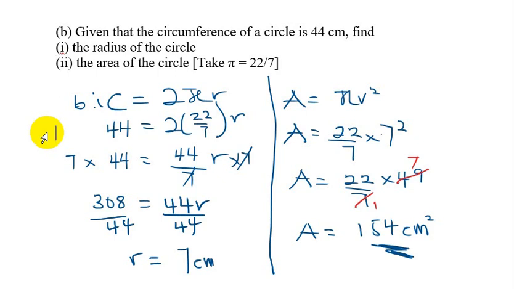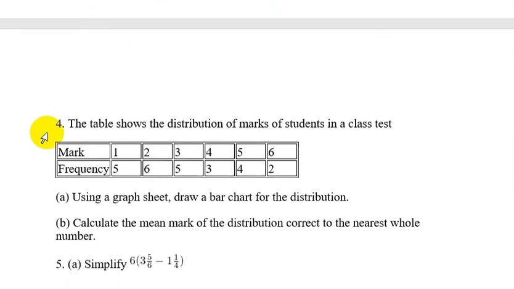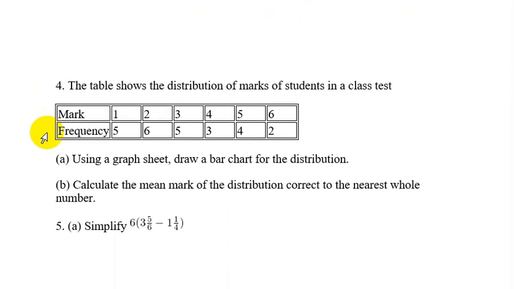Now let's move to question 4. Now our question 4 says that the table below shows the distribution of marks of students in a class. So the mark is from 1 to 6 and the frequency 5, 6, 5, 3, 4, 2. Use your graph to draw a bar chart for the distribution.